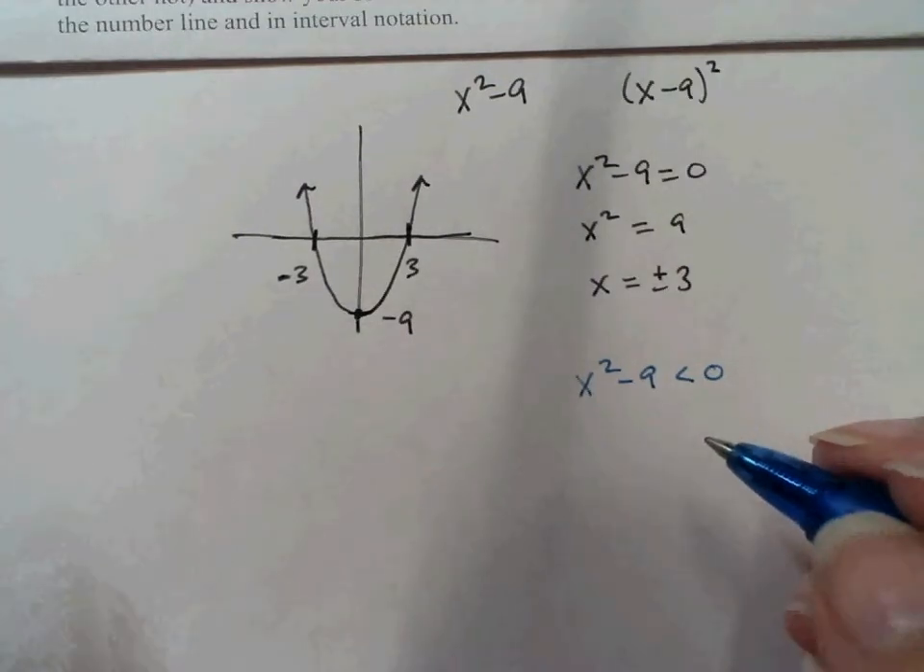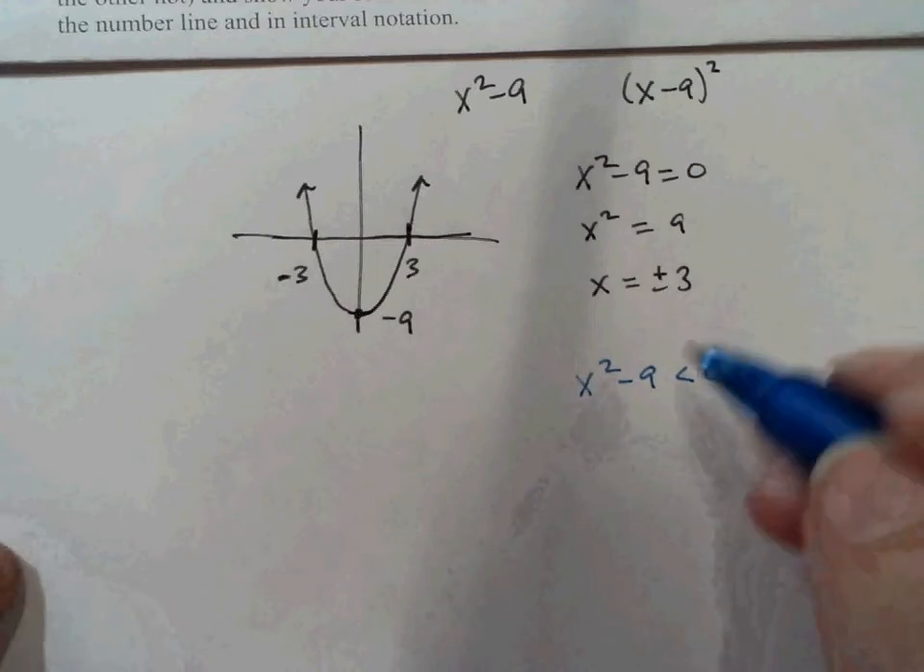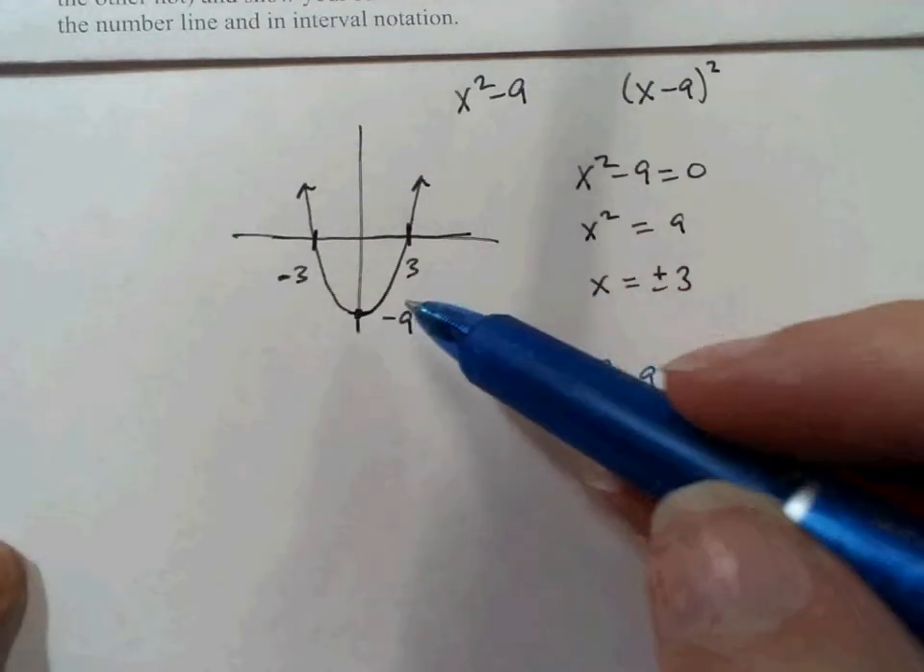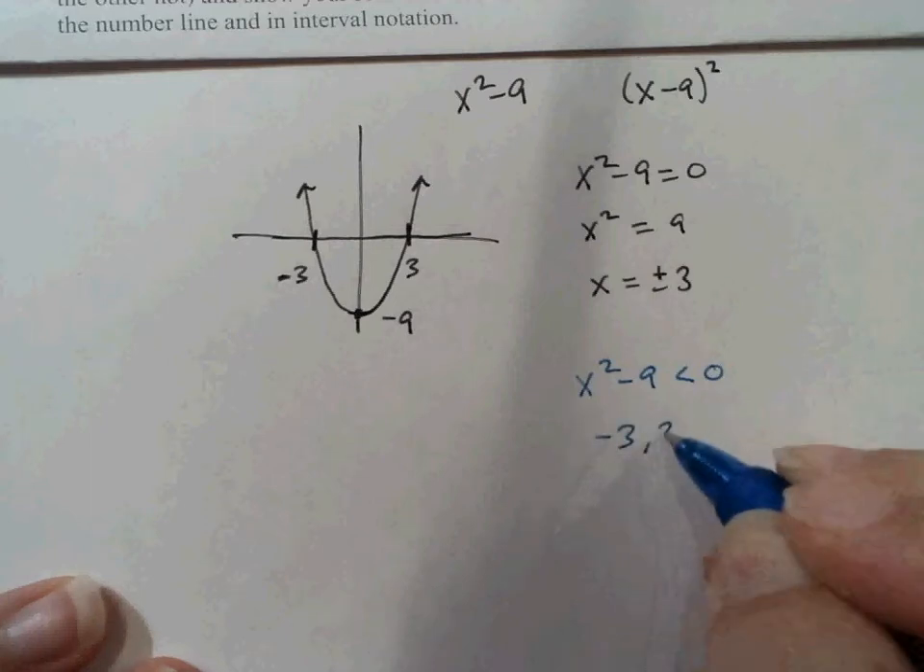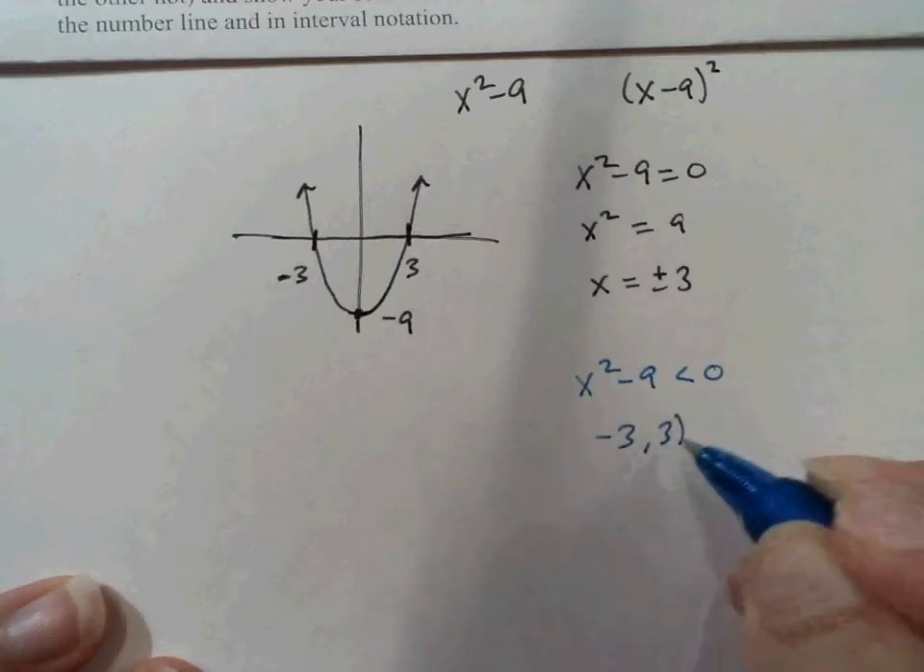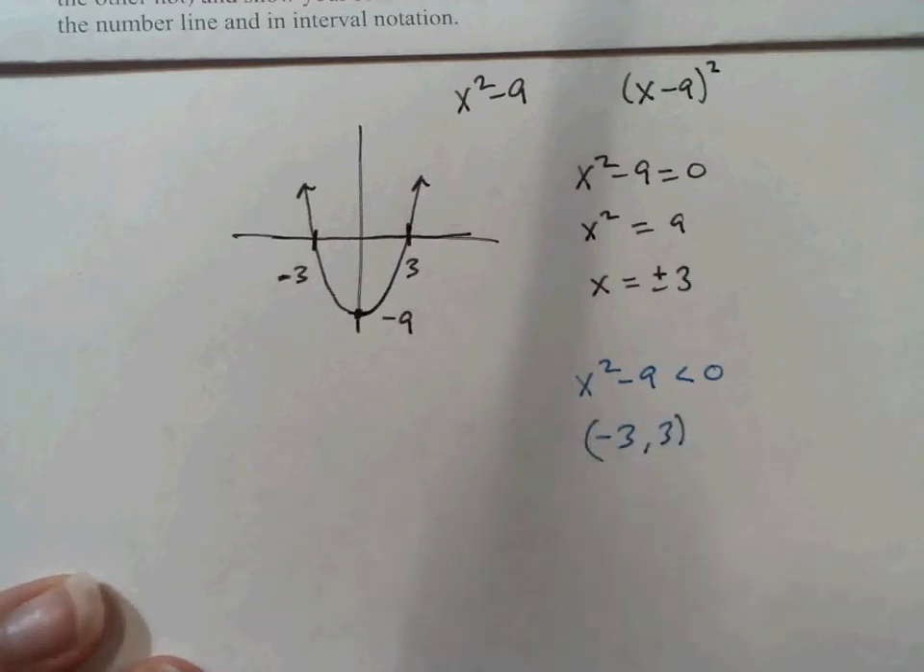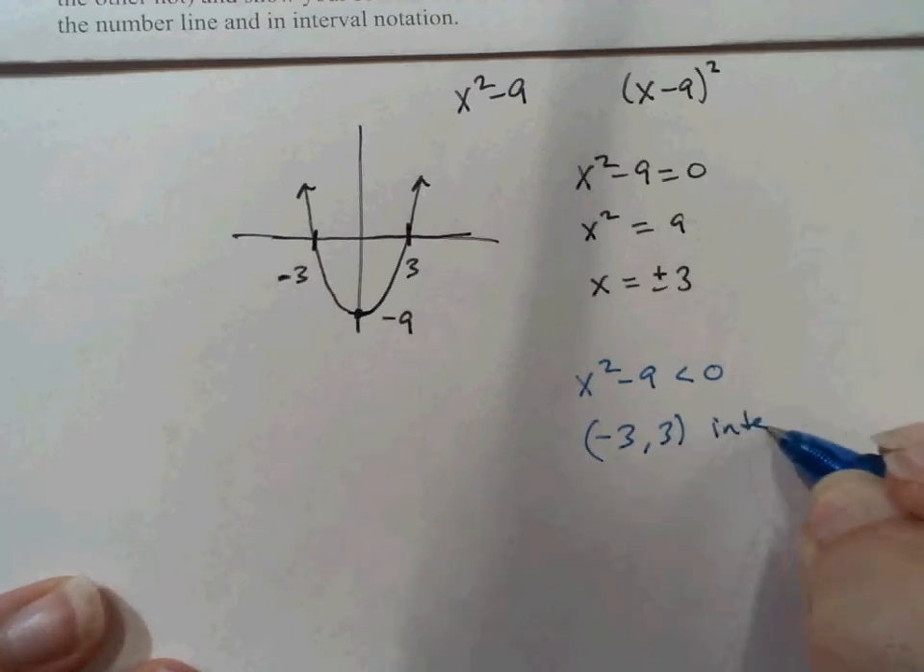Are we including negative 3 and 3? No, because I want to know when I am less than. At negative 3 and 3, I'm actually at 0, true? So I would say negative 3 to 3, and you said not including, so I'm going to put parentheses. And that is the interval notation of the answer.